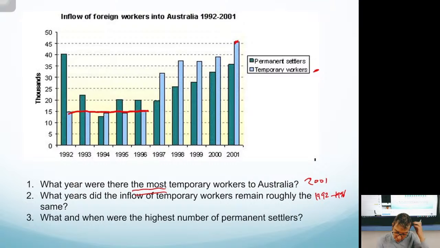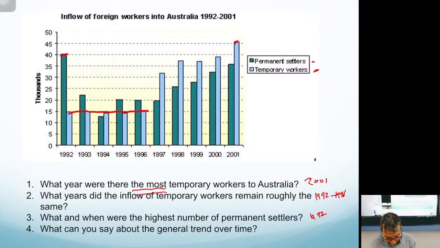Okay, question 3. What and when were the highest number of permanent settlers? So these are the ones who are settling permanently. They're living here for a long time, or maybe forever. So what was the highest number of permanent settlers? We're looking for the green, and we can see straight away that this is definitely the highest. So that answer is 1992. People put 1192. Okay then, what can you say about the general trend over time?